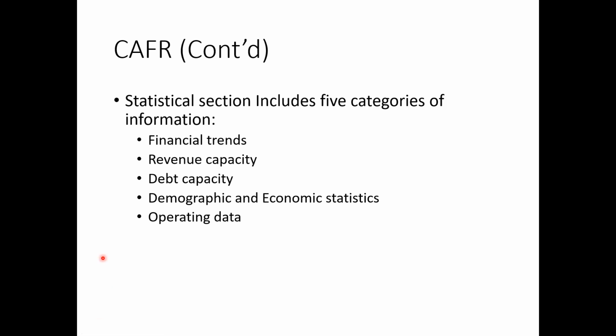And the final section will be the statistical section. In the statistical section, you're going to provide financial trends, revenue capacities, debt capacities, demographic and economic statistics, and operating data. Usually good analysts will find the most useful information from these disclosures. There are a lot of pages in this statistical section.